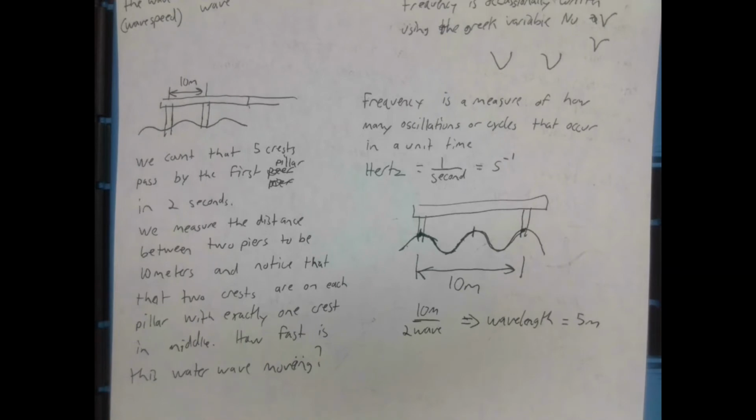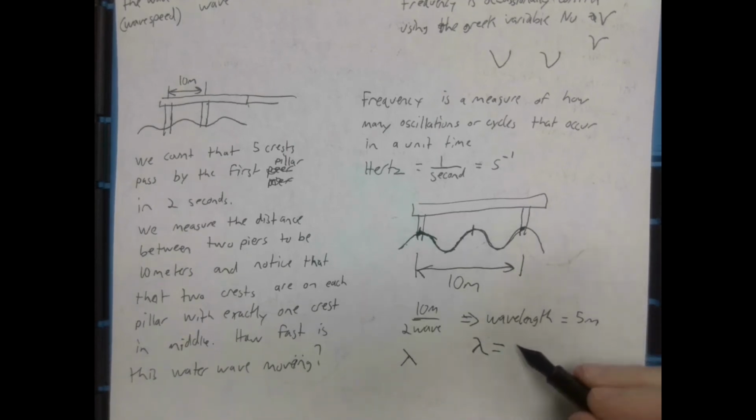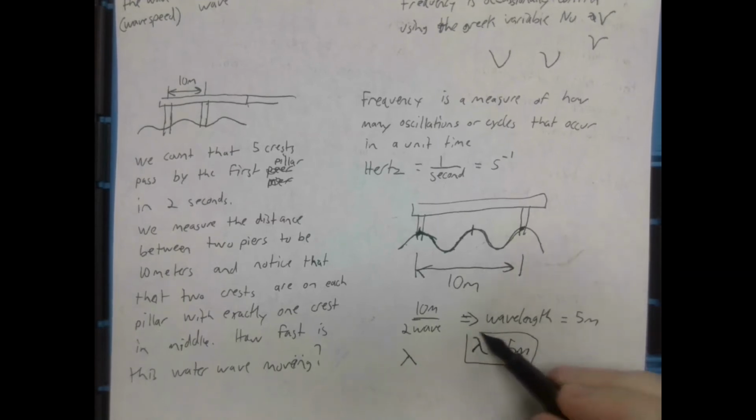By the way, do you know what this letter is? It's the Greek letter lambda. If you can't draw it correctly, you can do this. You can make straight lines. It's lambda. Greek letter L. So lambda, our wavelength is 5 meters.